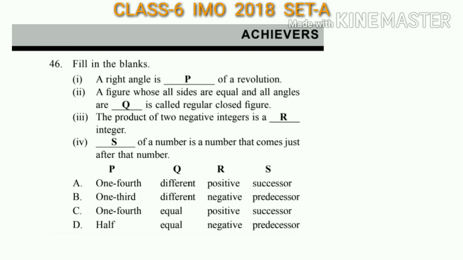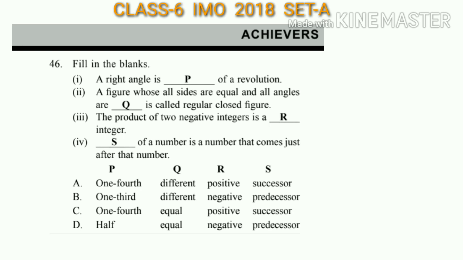Now come to the achiever section, question number 46. Fill in the blanks. I, a right angle is P of a revolution. A right angle is 1/4 of a revolution. So option A and C could be the answer.